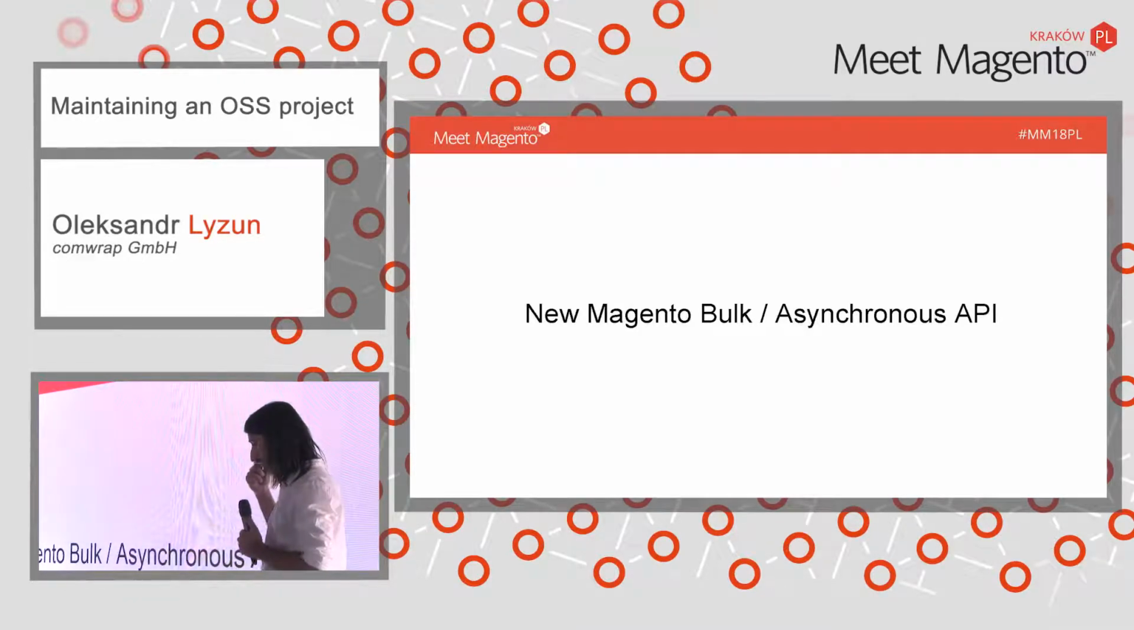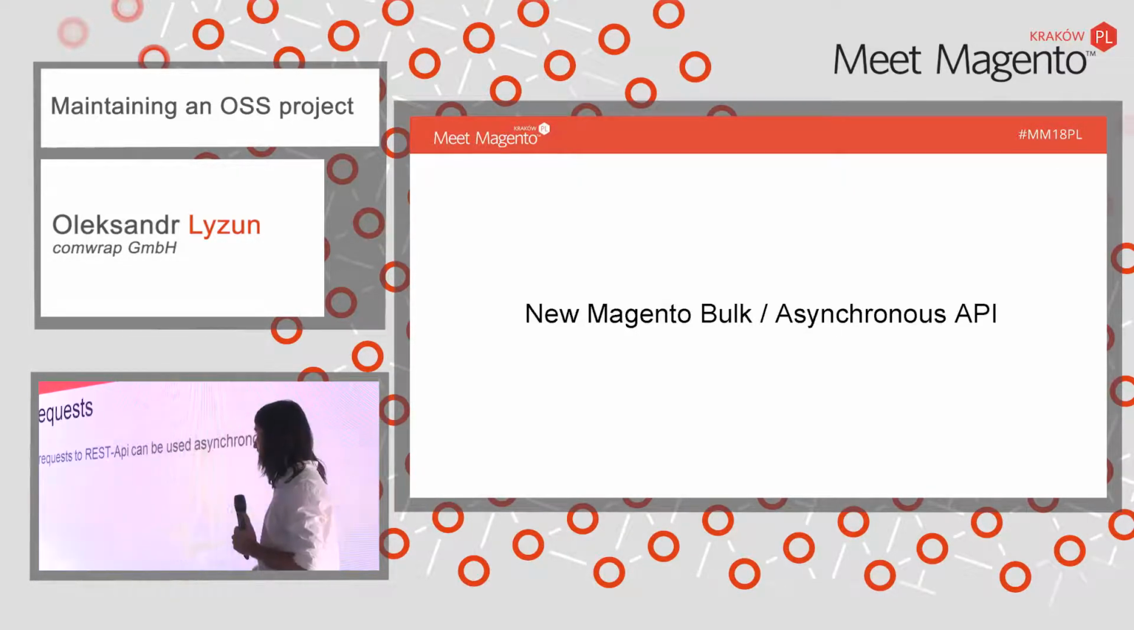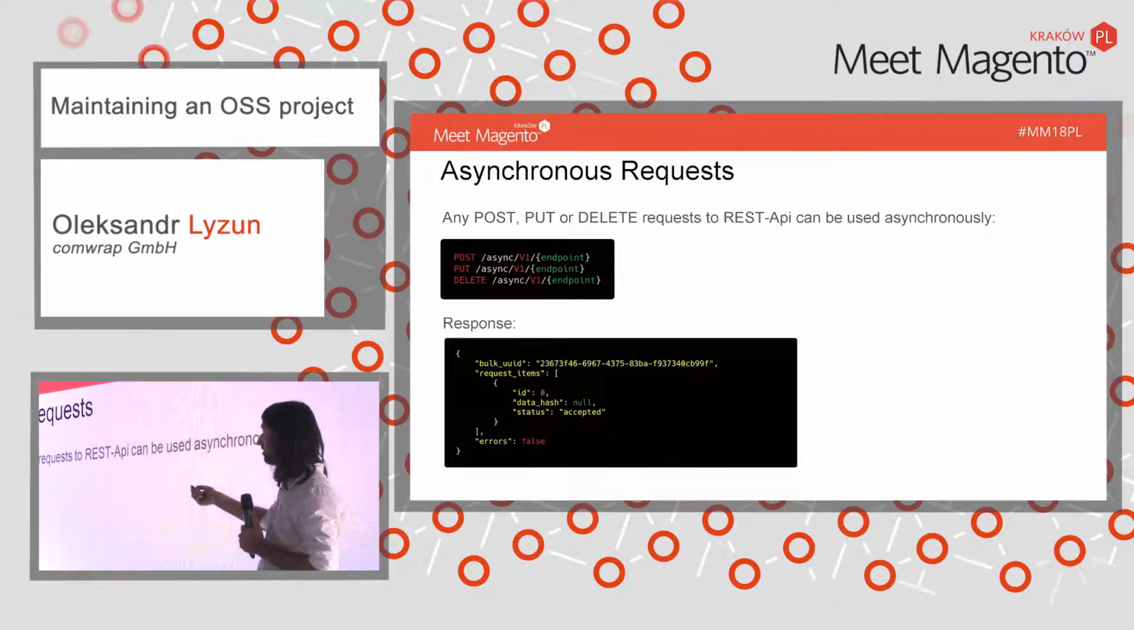So yeah, after half a year of work, we came up with a new Magento bulk and asynchronous API. It was merged and it generally works. It will be available quite soon.